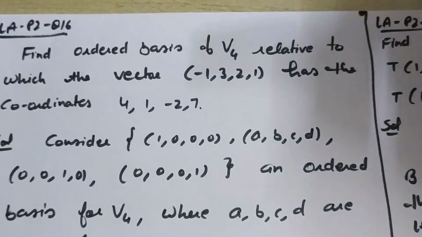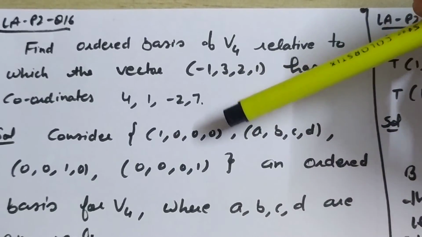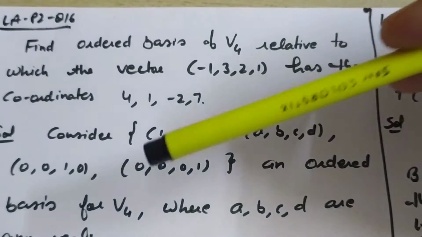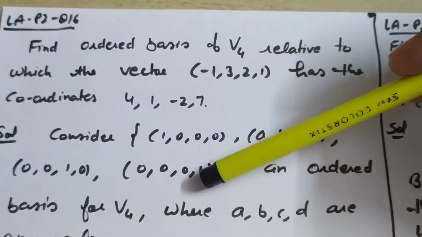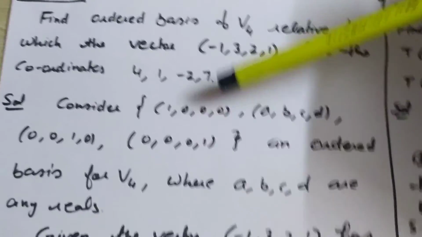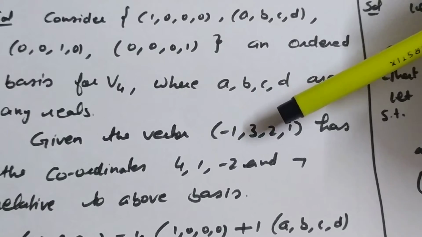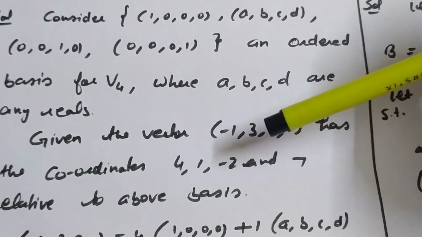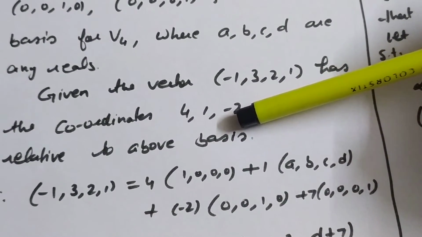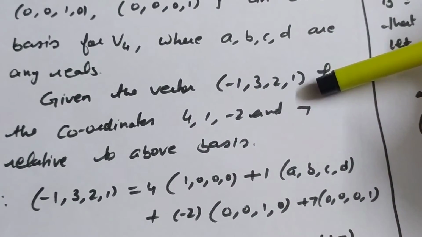V4. For that, you will consider (1, 0, 0, 0), (A, B, C, D), (0, 0, 1, 0) and (0, 0, 0, 1) as an ordered basis of V4. Three elements are already known, one is unknown. I will find out this unknown element in this set. How will I do it? Because it is given that (-1, 3, 2, 1) has the coordinates 4, 1, -2 and 7, relative to the above basis, I can write this vector as a linear combination with these scalars.